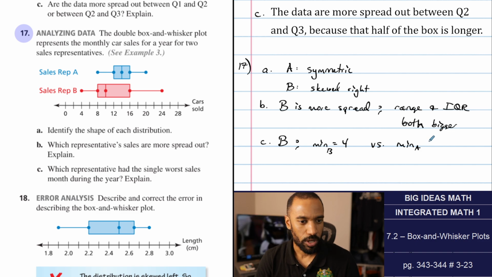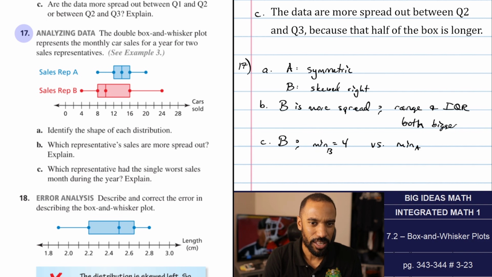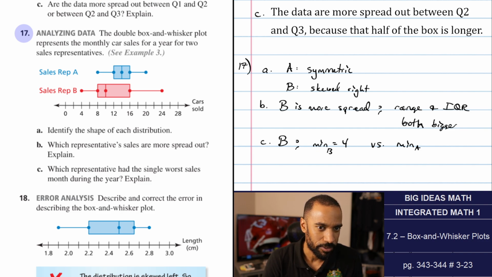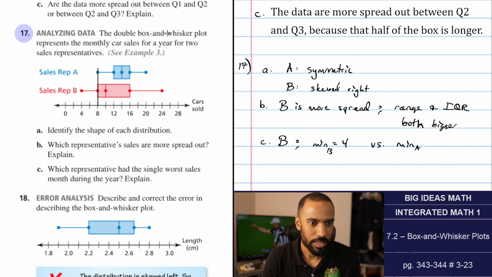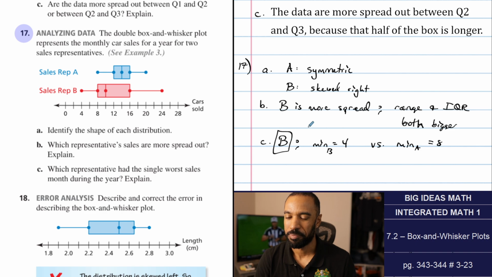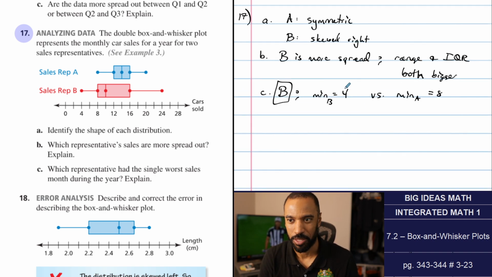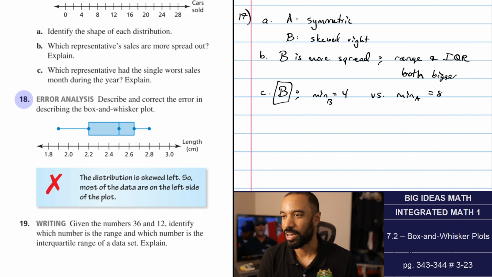Min A looks to be... I can't tell if it's right on 8 or less than 8. Does it look like it's a little left? If I drew a straight line down here, is that right on, or up here? Are those the same? I think, okay, I think those are the same. I couldn't tell if it was like 7.99. Min A is 8, but B is the lowest. What'd they say? The worst sales month. They make it sound really disparaging. The single worst sales.